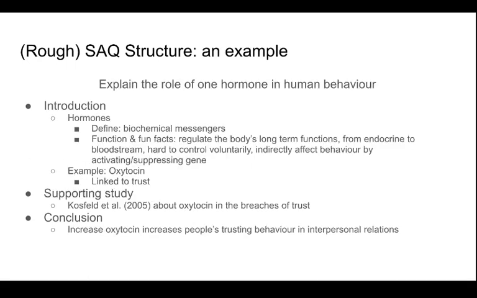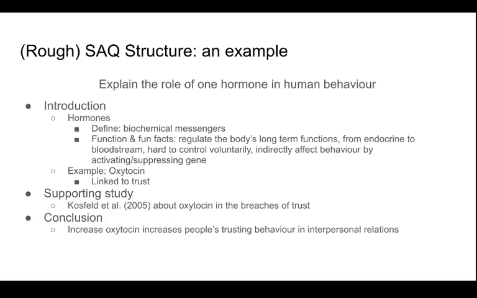Okay, so an example I have here is: explain the role of one hormone in human behavior. In my outline, I define what a hormone is, which is a biochemical messenger, and I explain further about the mechanisms of hormones: how hormones regulate the body's long-term functions from the endocrine system to the bloodstream, and that is hard to control voluntarily. How it works is that it indirectly creates behaviors by activating or suppressing genes.